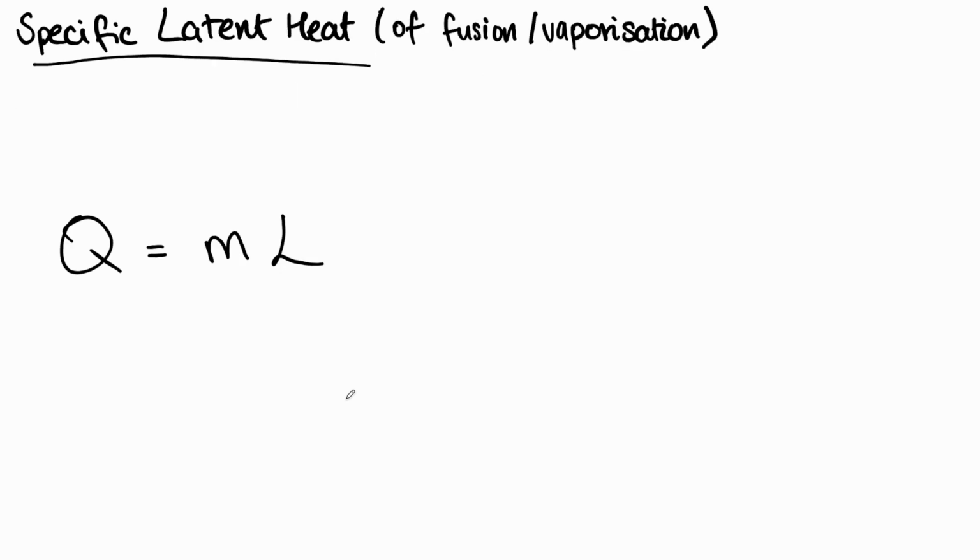Then we have the specific latent heat of fusion and the specific latent heat of vaporization. They're slightly different, but it's the energy needed to either melt a substance or vaporize it, boil it. The equation from the data booklet here is Q is mass times the latent heat. Again, they will give you all the information you need in the question. They usually also combine it with specific heat capacity.